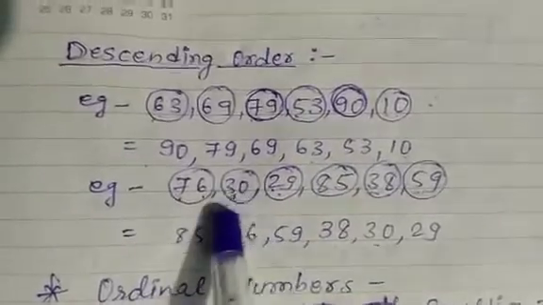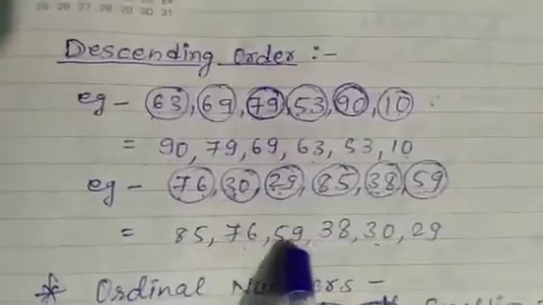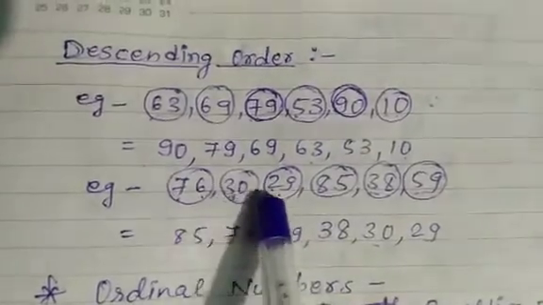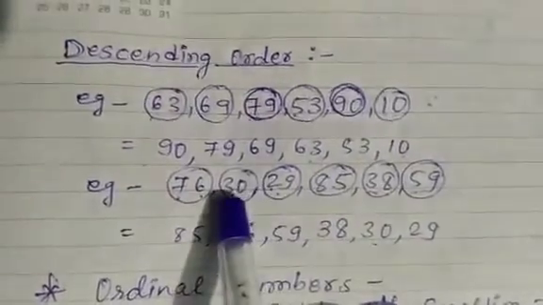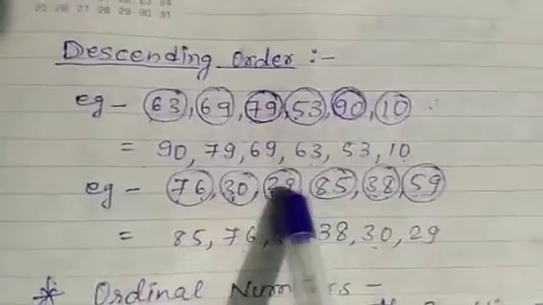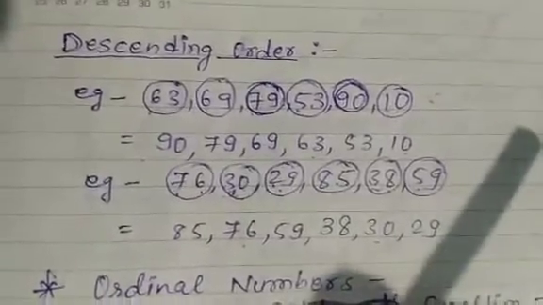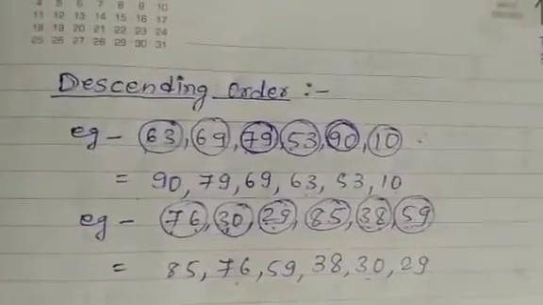Okay, now 30, 29, 38, 59. 59 is greatest, so we write here 59. After that, 30, 29, 38. 38 is greatest, so we write here 38. Then after, in 30 and 29, 30 is greatest, so we write here 30. Then after, 29 is greatest, so we write here 29. In this way we will arrange the numbers in descending order.